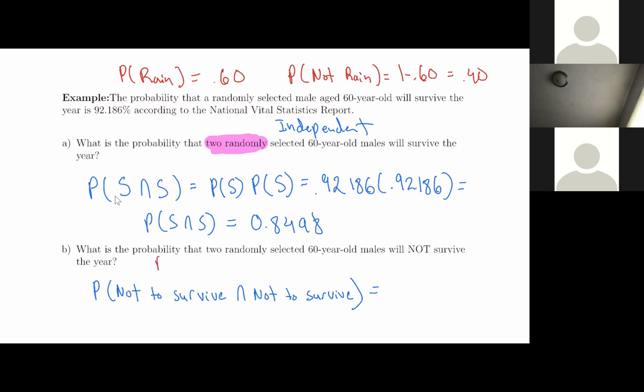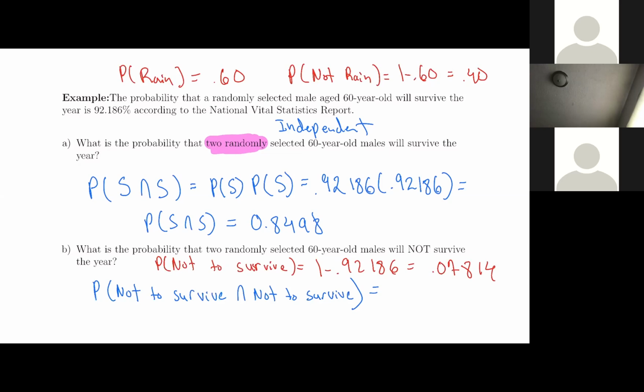So if I want to find the probability that somebody does not survive, how would I do that? Subtract the 92 from 100. Perfect. So we do 1 minus 0.92186, and we get 0.07814.